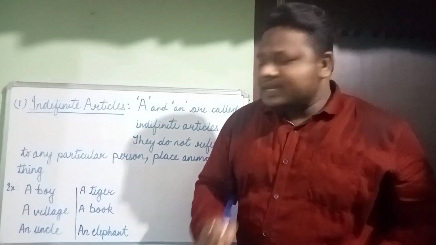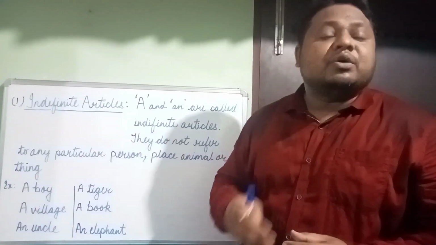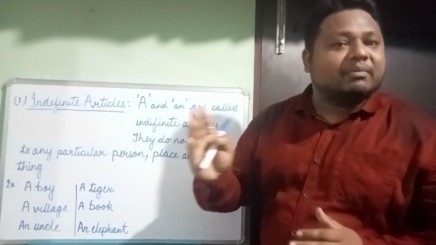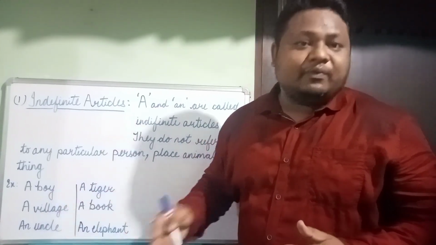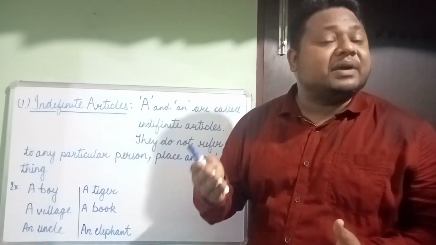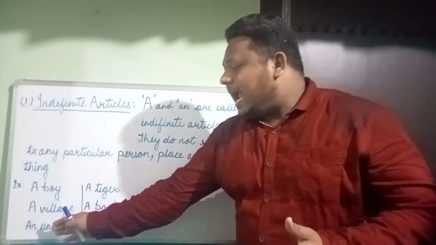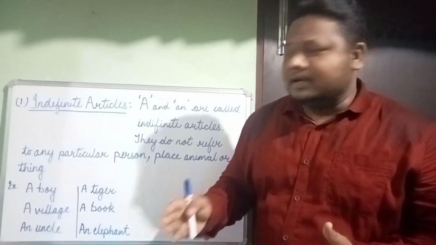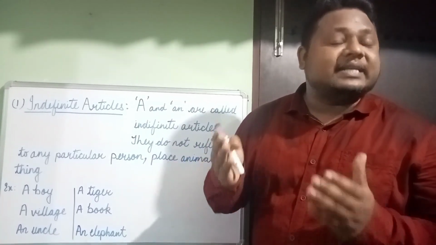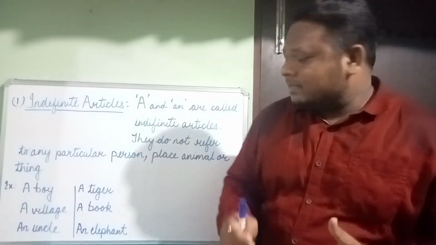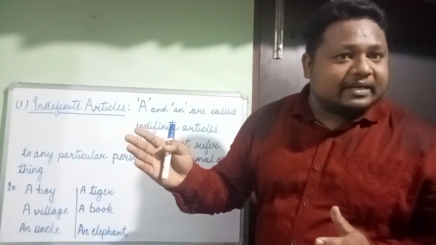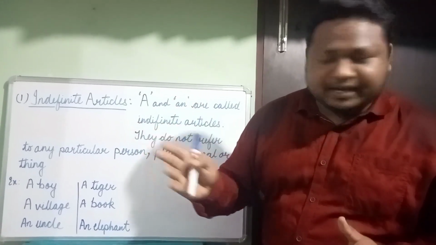For example, when we say a boy, it means it could be any boy. We are not pointing at any particular boy. A village. So when we say a village, it means any village. We are not pointing at any particular village. Alright? An uncle. So when we say an uncle, here uncle could be any of the uncles. We are not pointing at any particular person as an uncle. When we say a tiger, that tiger could be any of the tigers. We are not pointing at any particular tiger.